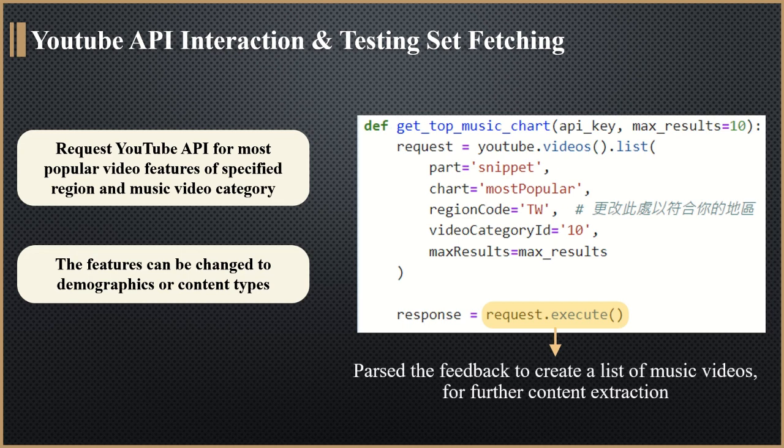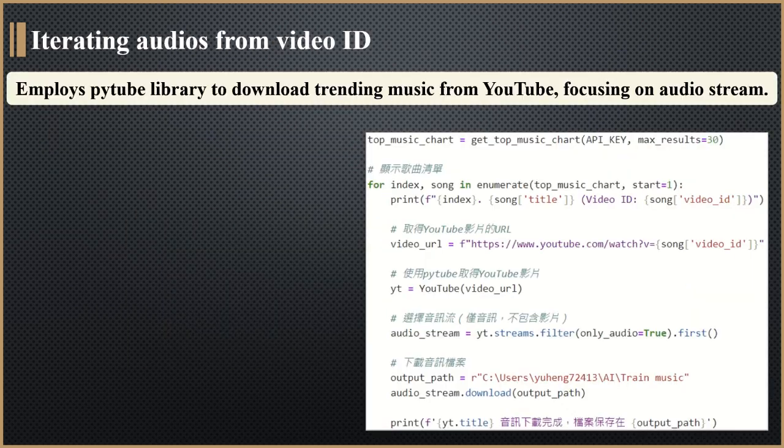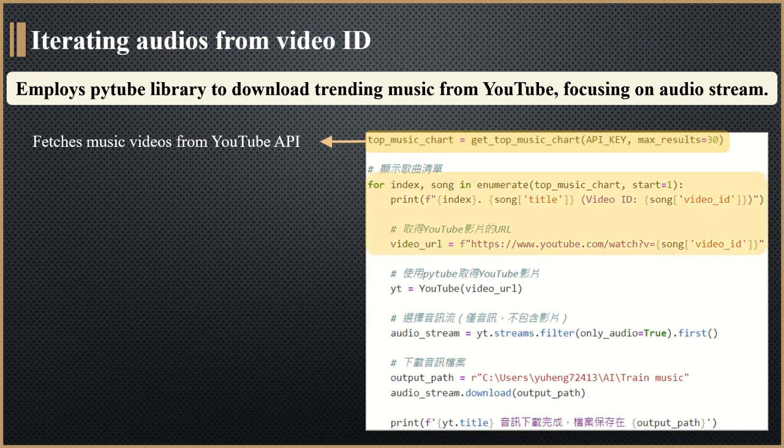And this function processes the response to create a list of music videos. This list is represented as a dictionary with the title and video ID. Here we use PyTube, a Python library to download YouTube content. Specifically, it's used here to download only the audio stream of the trending music videos.